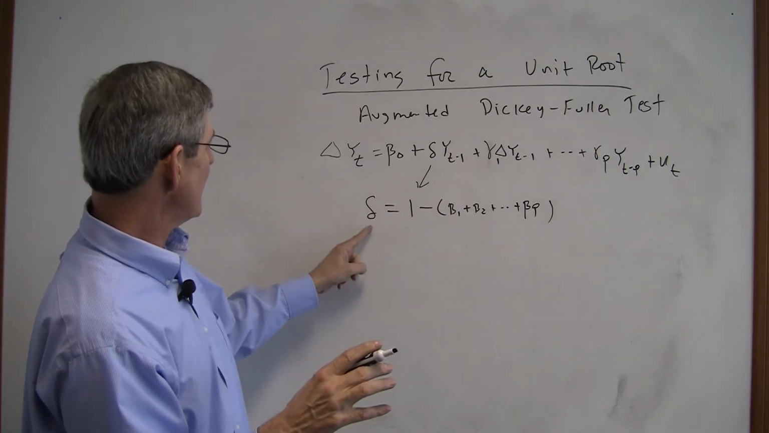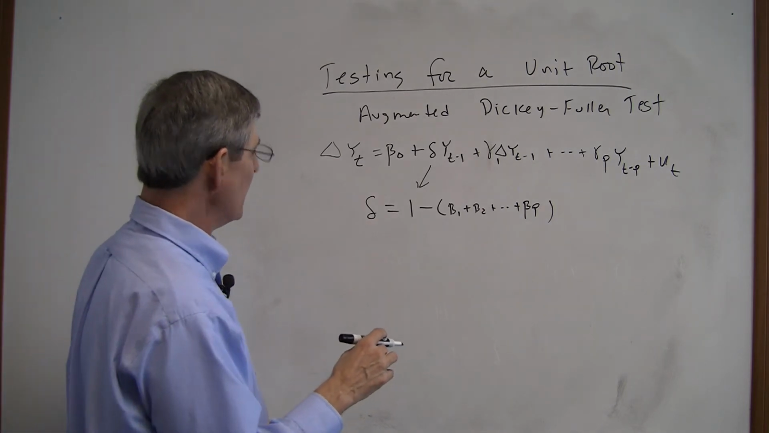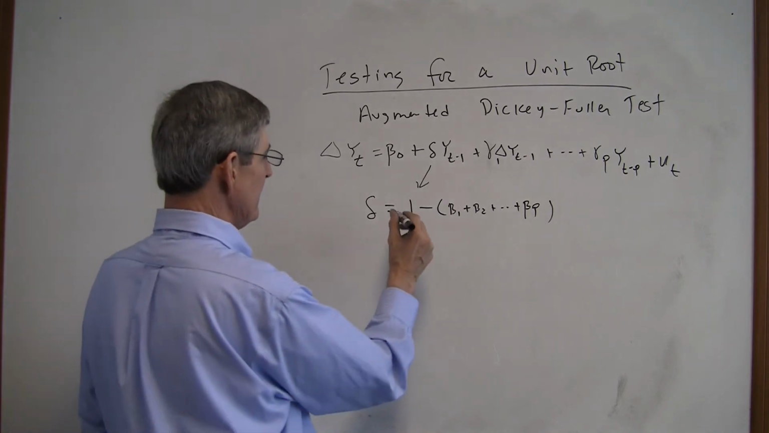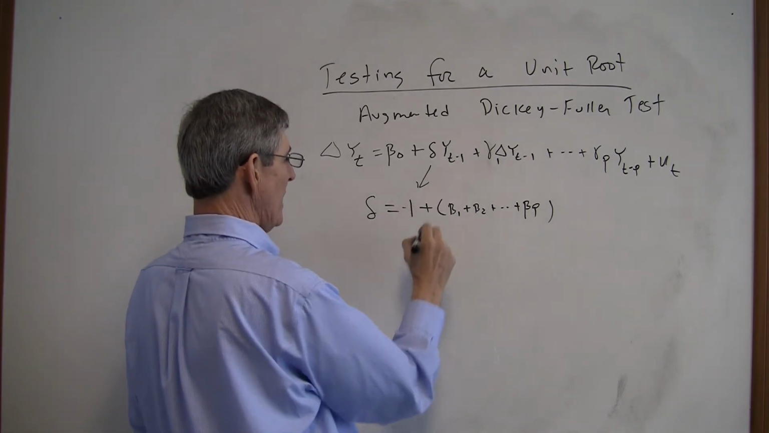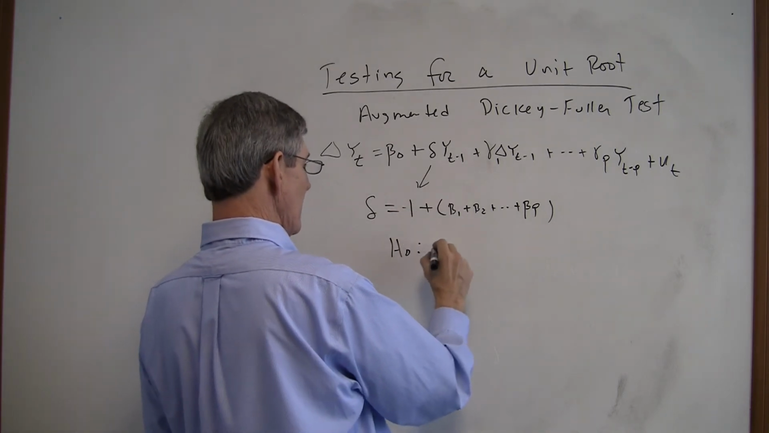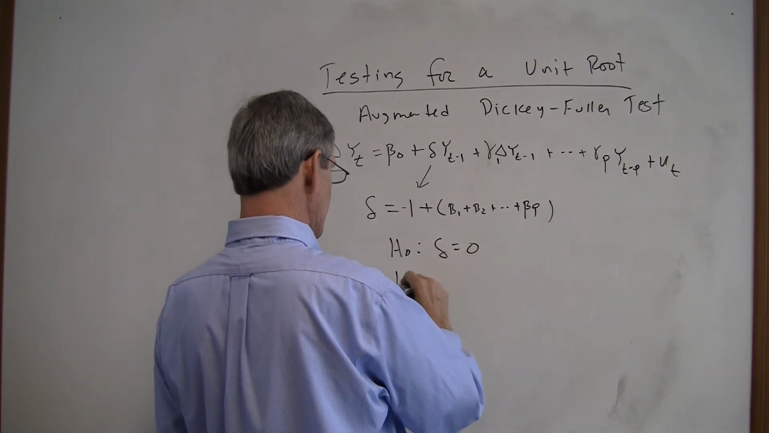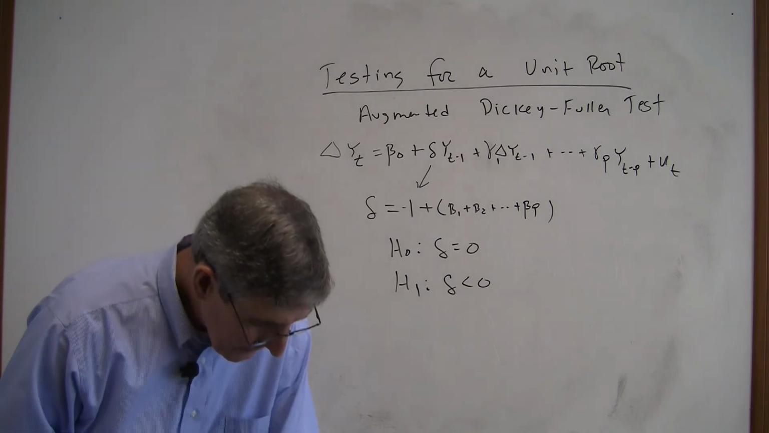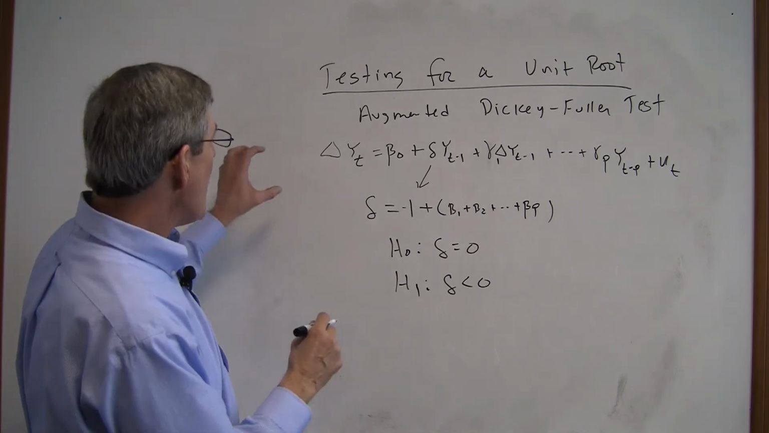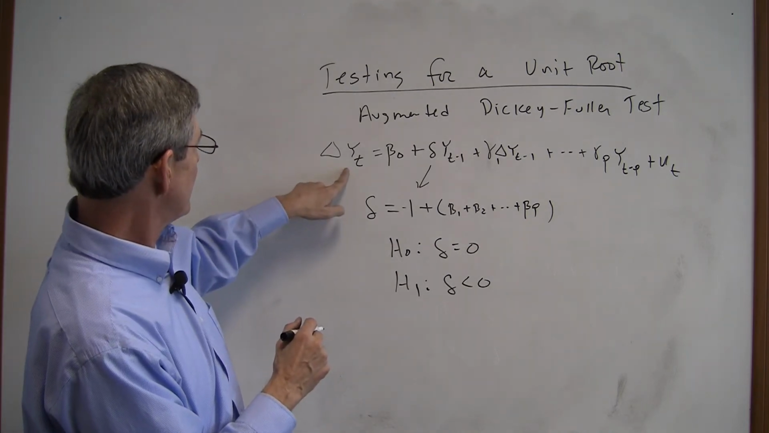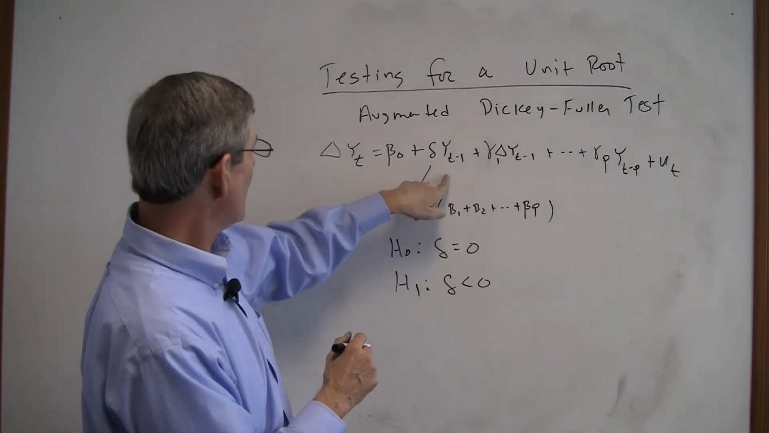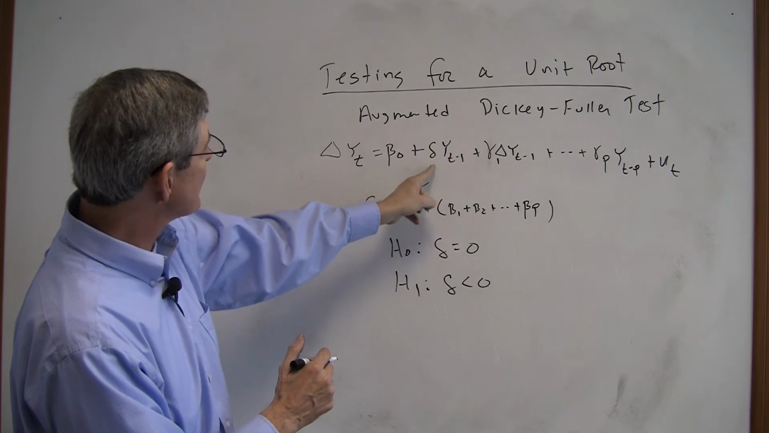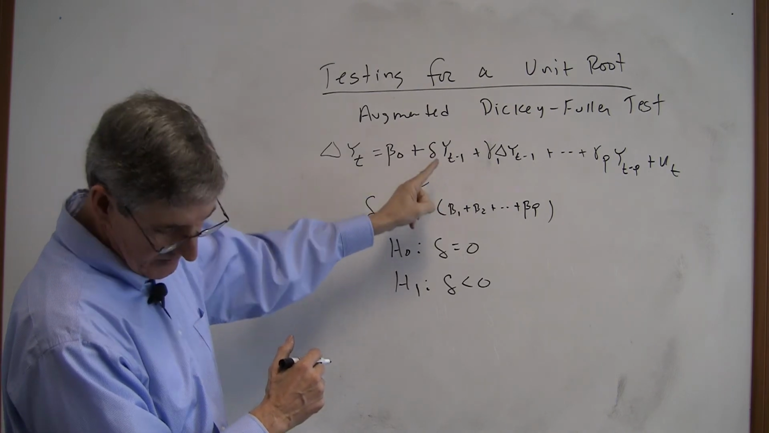But it's the same test. So we really want to know, I think I've got the signs wrong. I think it's minus 1 plus the sum. So the null is delta equals 0, and the alternative is delta is less than 0. And so you would run this model. You'd run the difference of y_t on the lag of y_t, and then the lagged differences. Then just grab the t statistic on this coefficient.